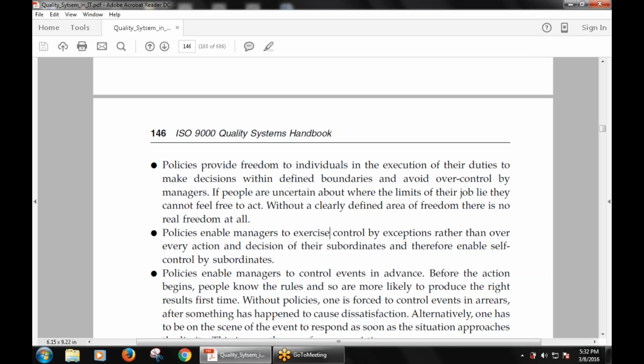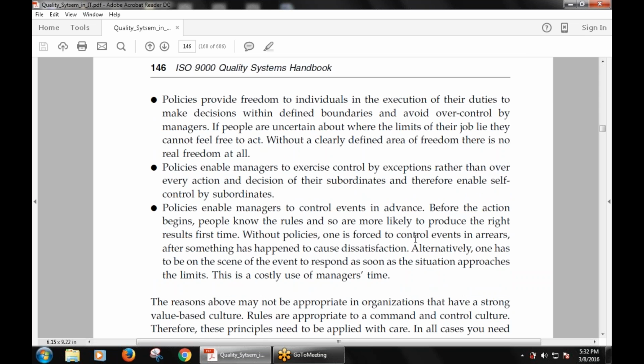And policies also enable the manager to control events in advance. So what are the various events that will be applicable in advance? Otherwise one responds after something has happened to cause dissatisfaction. And one has to respond to the event once the situation approaches the limit, and this is a costly use of the manager's time.